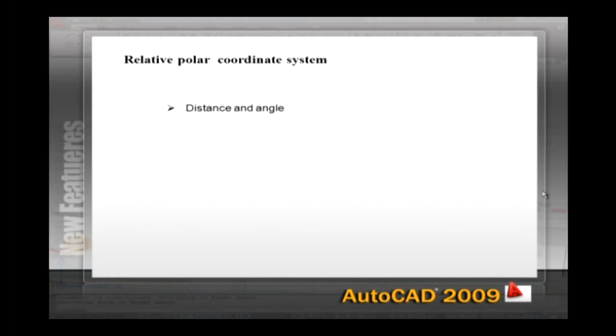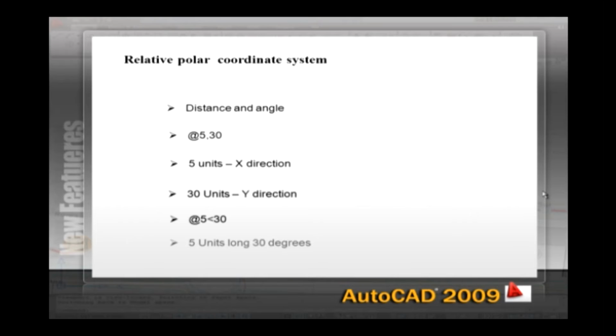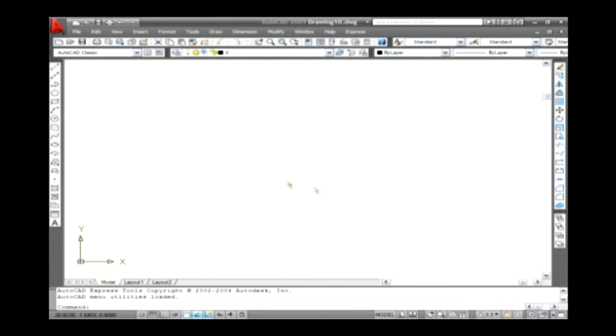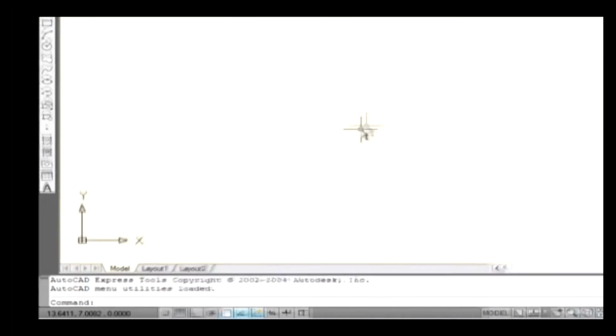For example, entering @5,30 in a line command prompt tells AutoCAD to draw a line segment 5 units in the x direction and 30 units in the y direction from the last point. Entering @5<30 tells AutoCAD to draw a line 5 units long at an angle of 30 degrees. Here are the steps to draw a square using relative polar coordinates.